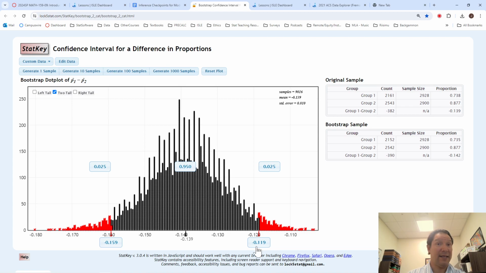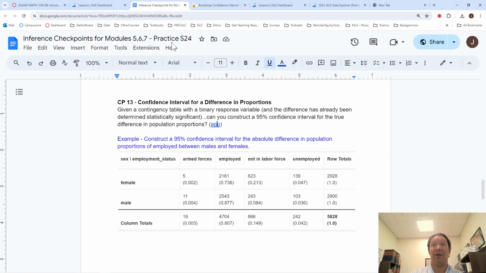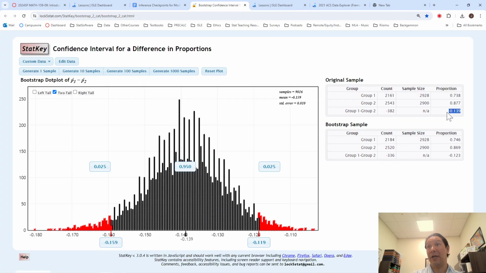But what we would say at the end of the day is, even though we got a difference equal to 13.9 from the sample data, we could only say with certainty that it's between 11.9 and 15.9. So there's about a 2% margin of error for the difference between the proportions. 2% this way, 2% that way, 11.9 to 15.9.